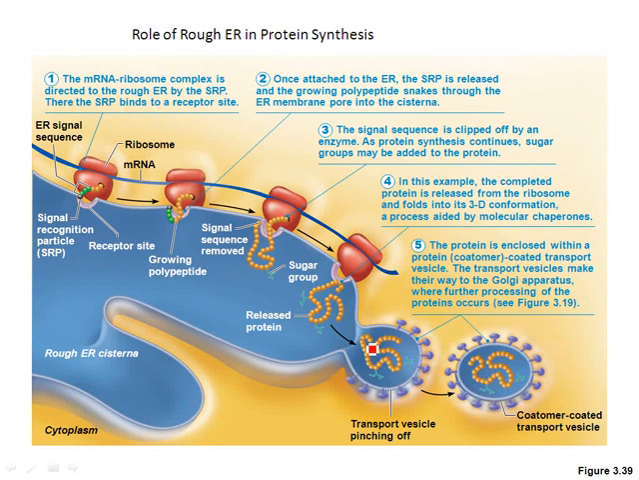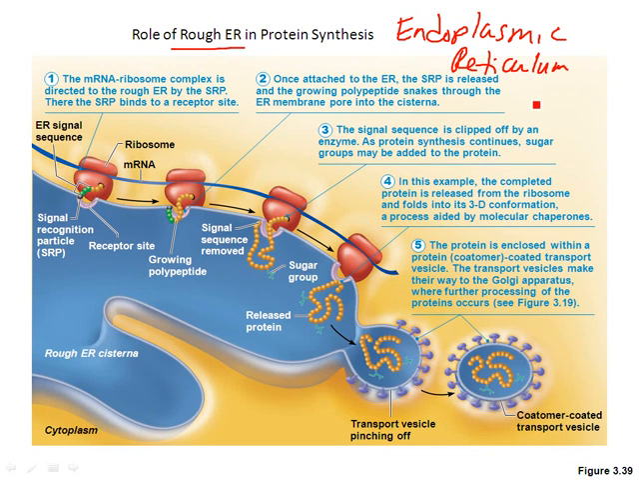That's what you do on the rough ER, the rough endoplasmic reticulum. It's where you process the protein. So here's your ribosome, here's your messenger RNA, and you're building your polypeptide chain. You'll notice this is associated with the rough ER. Rough means the ribosomes are on the endoplasmic reticulum. As this protein goes down inside the rough ER, it's going to have a sugar group attached to it.